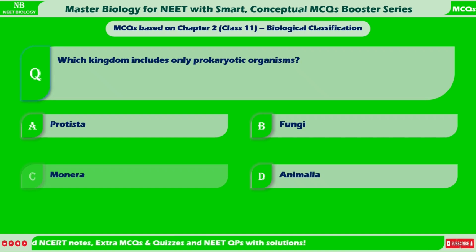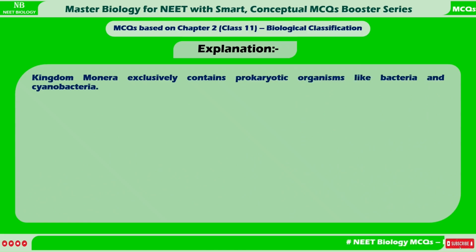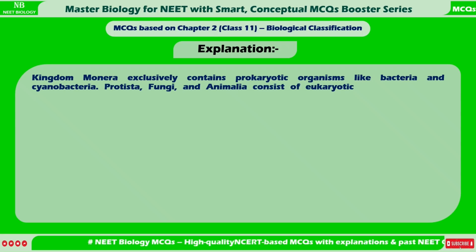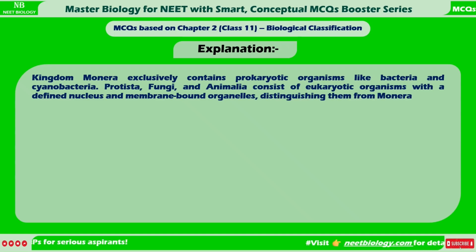Correct answer is C. Monera. Explanation: Kingdom Monera exclusively contains prokaryotic organisms like bacteria and cyanobacteria. Protista, fungi, and Animalia consist of eukaryotic organisms with a defined nucleus and membrane-bound organelles, distinguishing them from Monera.